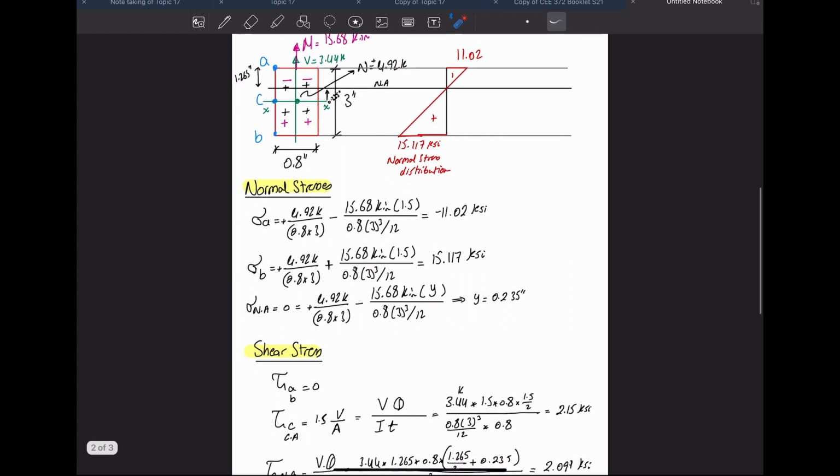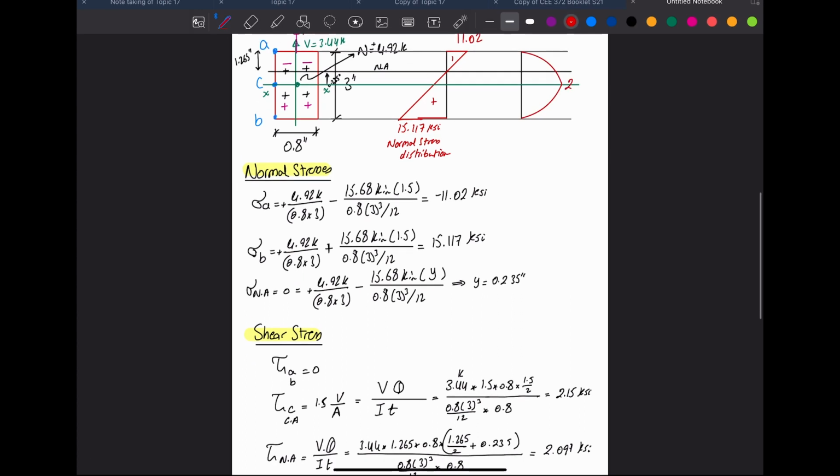So let's plot this. The reference for shear is vertical, because the shear is vertical, and I will simply extend this centroid line because I know that's the maximum shear, and I'm going to make a parabola that goes like this. Let me make it in red. The shear here is equal to 2.15 ksi, and at the neutral axis here it is 2.09 ksi. This diagram is called the shear stress distribution.